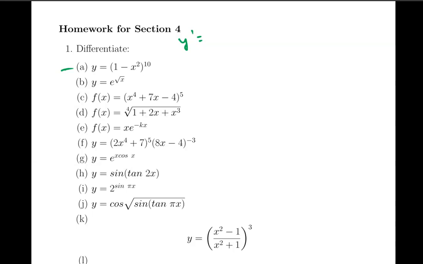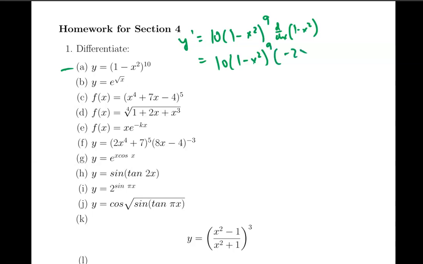So it's a generalized power rule. So it's 10, 1 minus x squared to the 9, 9 times the derivative of what's inside, which is 1 minus x squared. So this ends up being 10, 1 minus x squared to the 9 times minus 2x. And you can combine this and this if you want, but you don't have to. Okay, you can't combine it with this because that's raised to the 9th, of course.